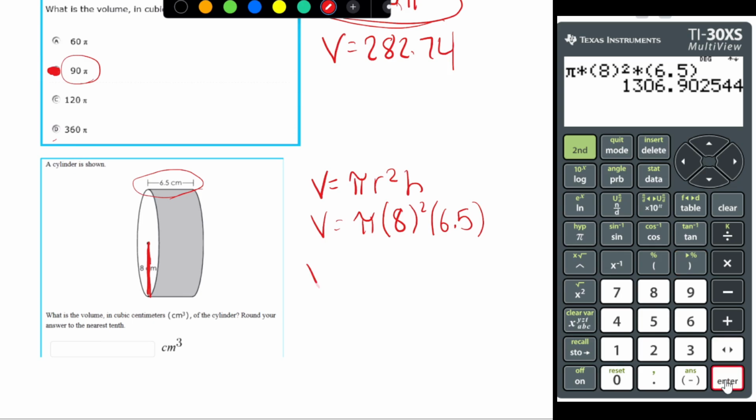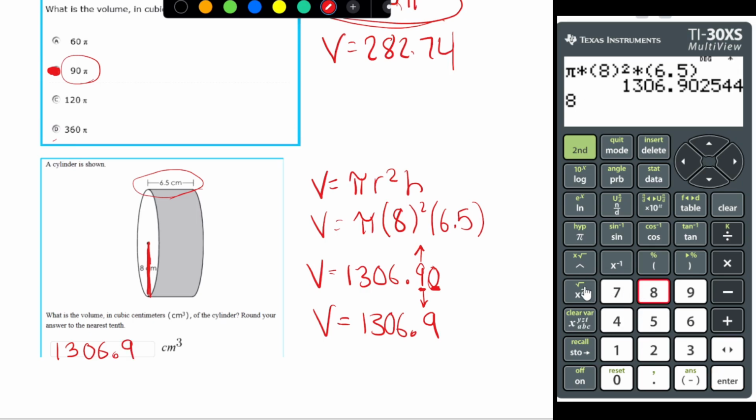And it gives you 1,306.90. And remember, if you're rounding to the nearest tenth, the tenth is one spot after the decimal. So this 9 will round up or down based on the number next to it, which in this case is 0, which kind of makes it an easy decision. So that would be 1,306.9 centimeters cubed. Double checking my math here. Yep. All right.